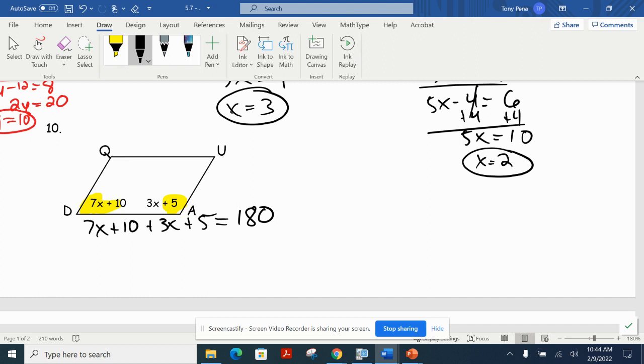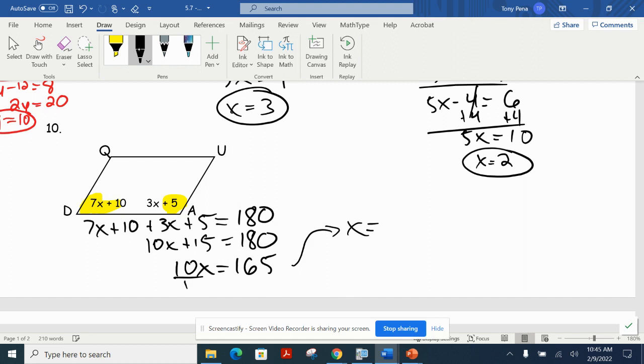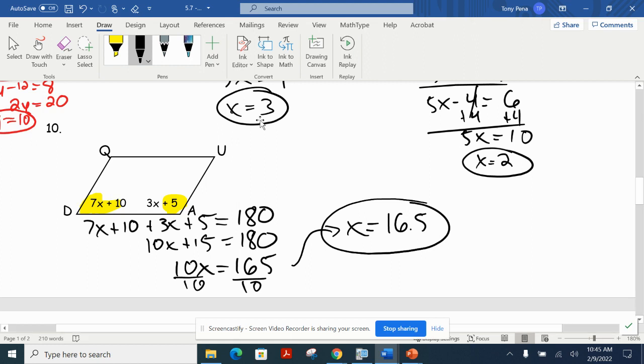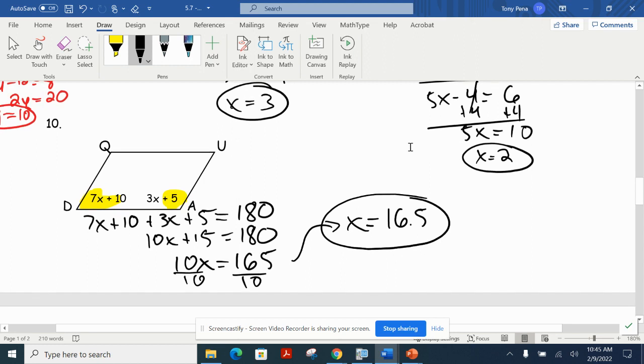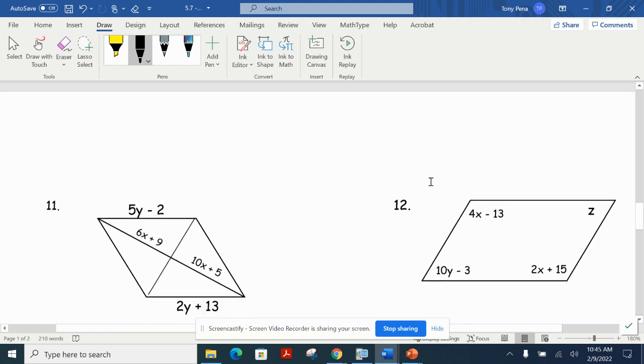All right, combining like terms. Subtract that 15 over. Oh yeah, we got a decimal in this one. We realized last period, that's okay. It doesn't mean you're wrong. Decimals are okay. Divide by 10 here, and you should get 16.5. All right. So again, it's similar to what we just quizzed on, just new properties. Once we know our properties, that's how we're going to set up our equations. And most of the time, they're either congruent or supplementary.